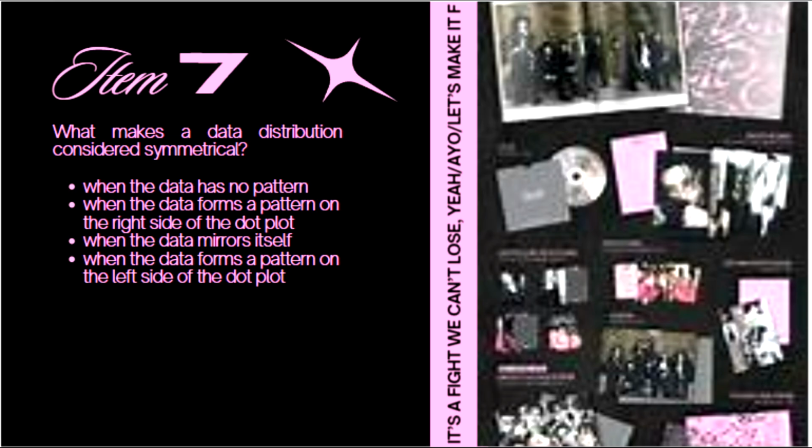Item number 7. What makes a data distribution considered symmetrical? Okay, so symmetrical means that, well, that's what we're going to talk about. When the data has no pattern. Nope. When the data forms a pattern on the right side of the dot plot. Nope. That means that it's skewed. When the data mirrors itself. Check. Correct answer. When the data forms a pattern on the left side of the dot plot.